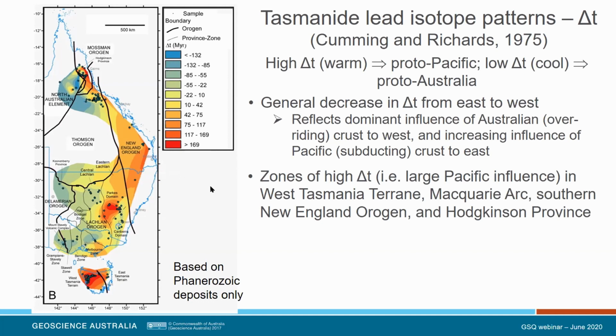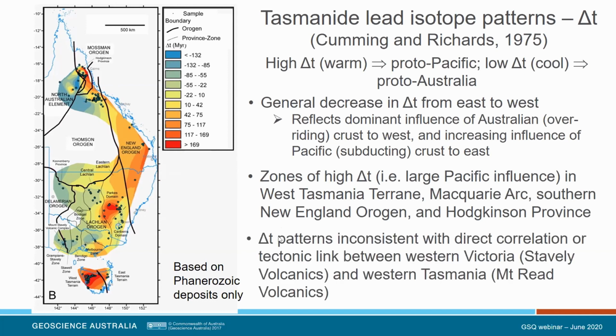There's also zones of high delta T in Western Tasmania, shown in here. And that's actually different from Eastern Tasmania. And also the Southern New England origin in the Hodgkinson province up in here. So it's telling you something about the source of the metals or the source of the lead in these systems, and probably something about the tectonic evolution of these systems.